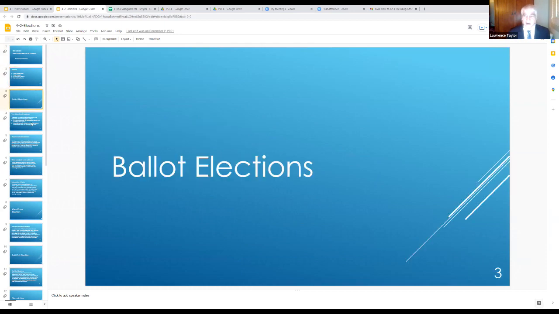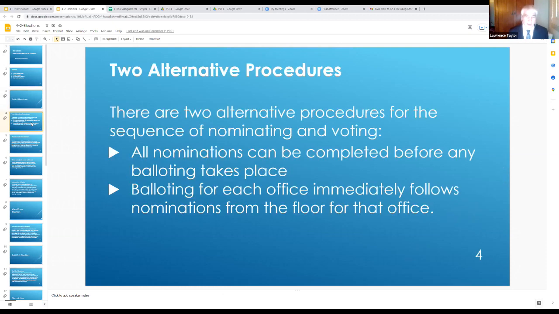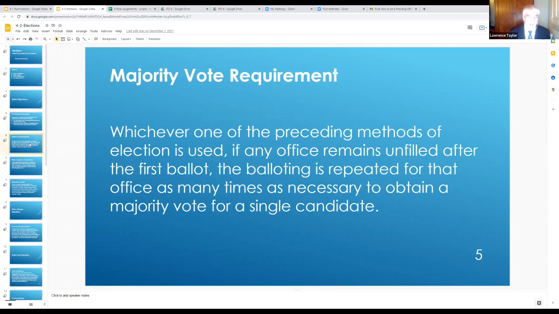Ballot elections are a very common way to do this. As I was saying, there are two alternate procedures for the sequence of nominating and voting. You could do all nominations and have them completed before the balloting takes place, or you could do the balloting for each office immediately following the nominations from the floor. Hopefully this is a rule that is specified either in your bylaws or in your standing rules, because they're procedures. In a democratically run organization, if there's no alternate provision for a voting methodology, then a majority vote is required.